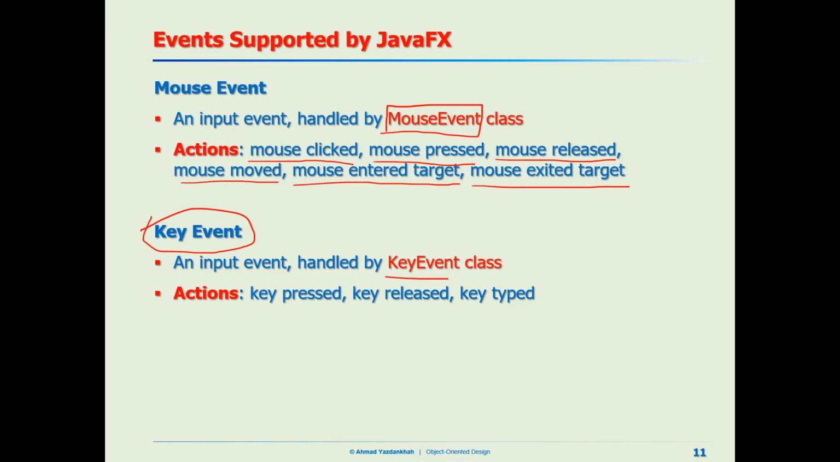All right, another category would be key event. The KeyEvent class is in charge, and here are some examples of the events that can be produced: key pressed, key released, and key typed. What else?